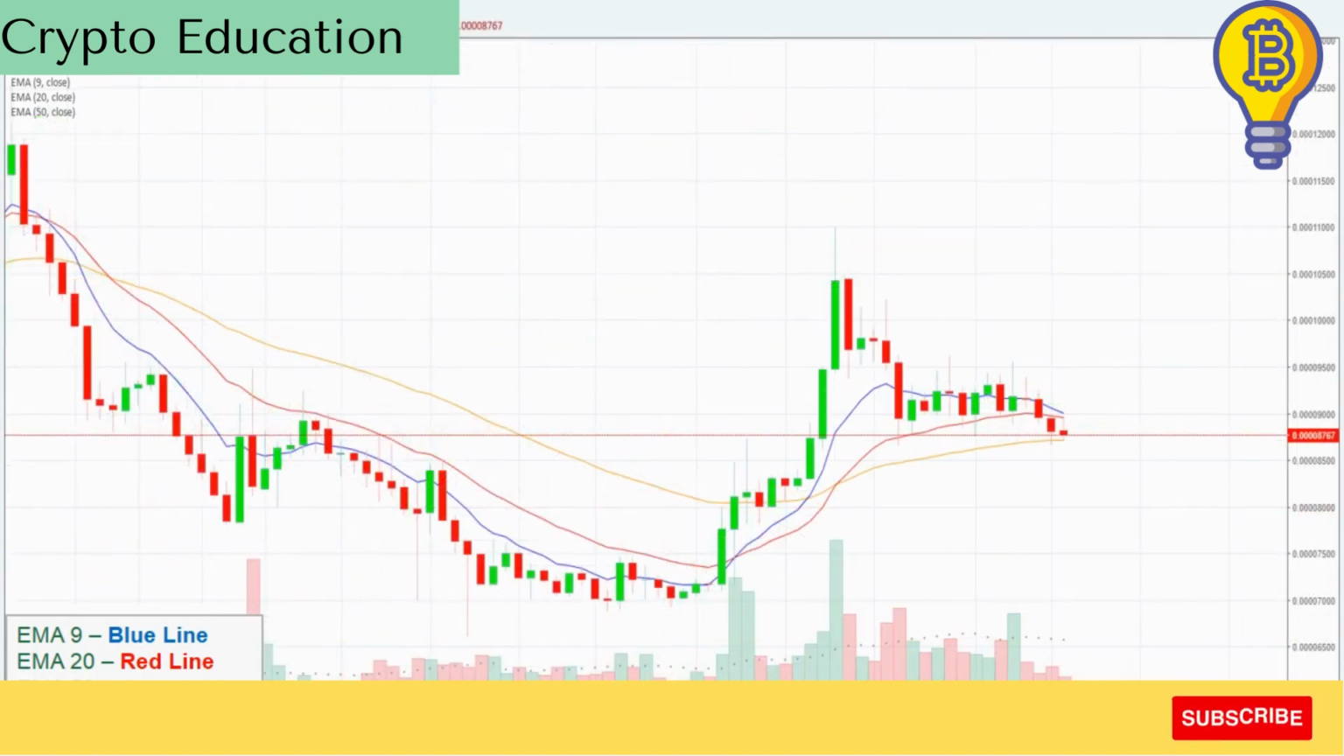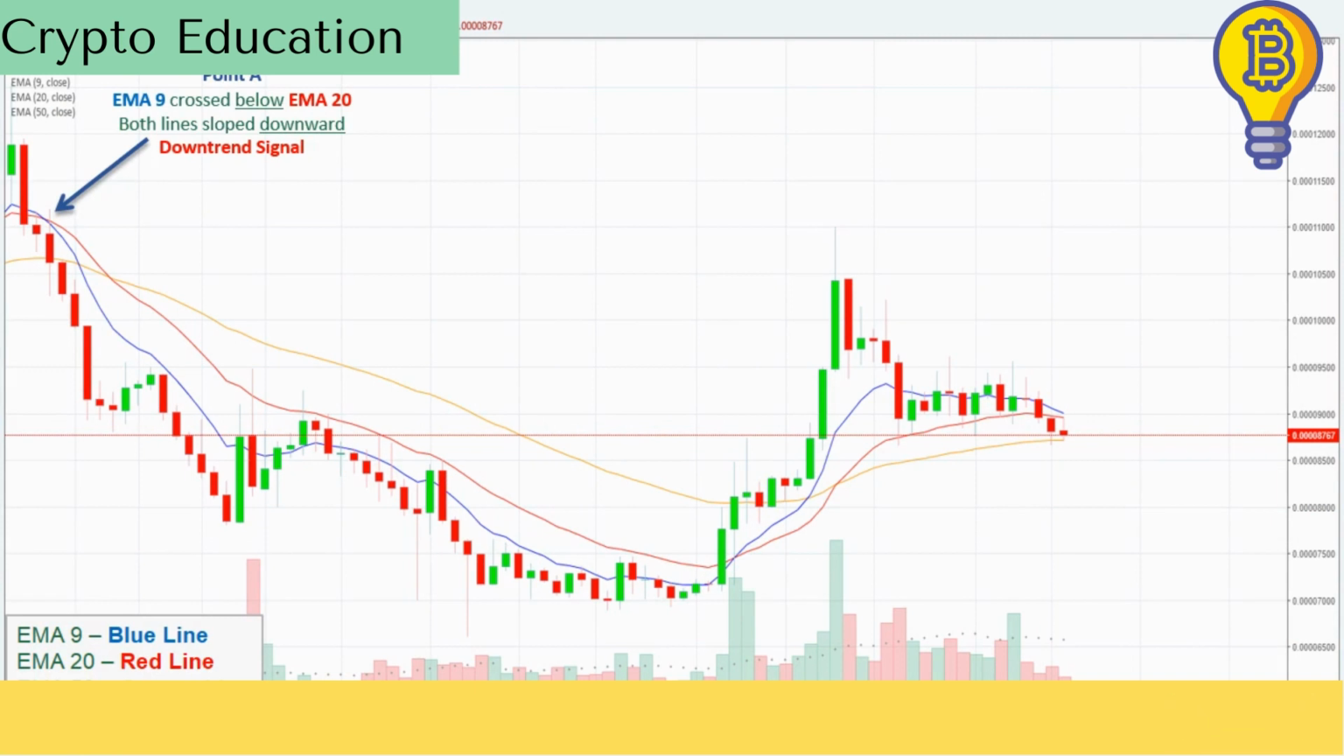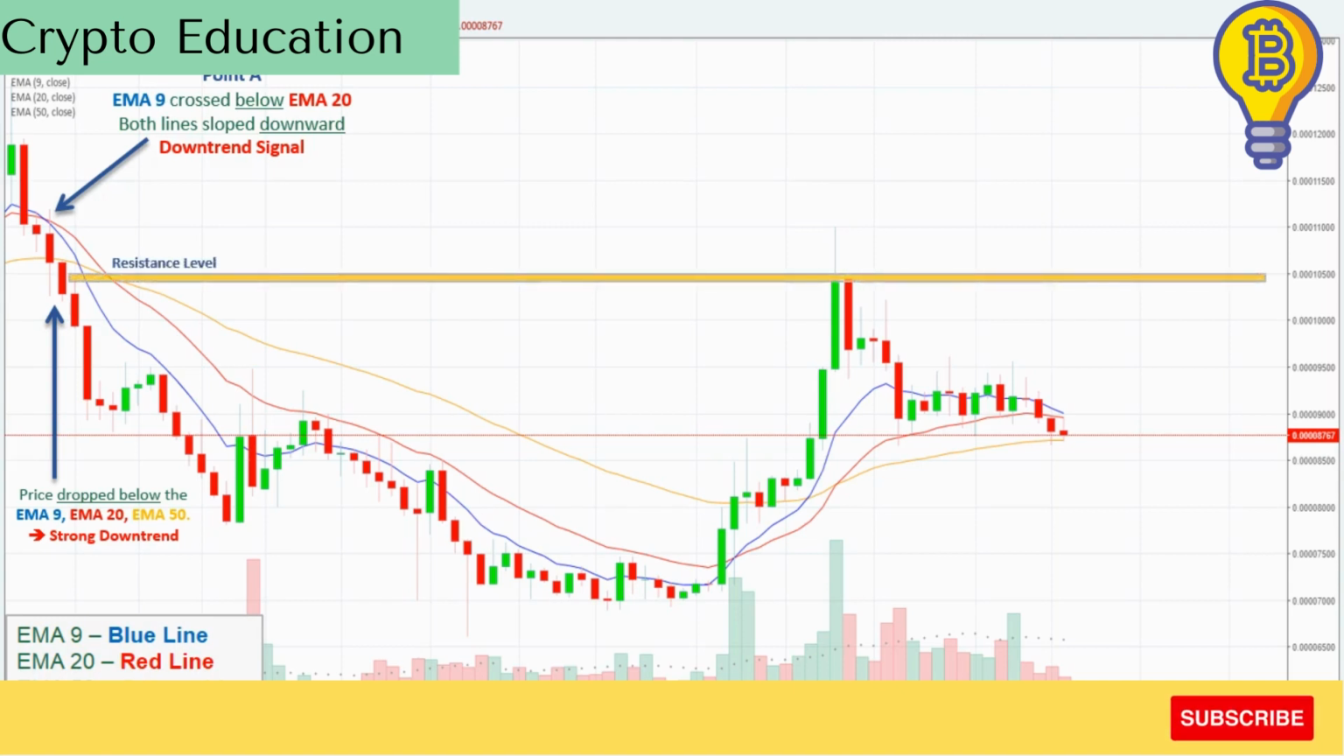Okay, another example. Now we have the EMA 9 crossing below the EMA 20 at point A. The orange line was above the red and blue lines, and the price fell below all of these moving averages. So we could predict that this was a strong downtrend. The price dropped by over 35% from 11,000 Satoshi to about 7,000 Satoshi. We had a resistance level here at around 10,500 Satoshi and a support level at around 7,000 Satoshi.